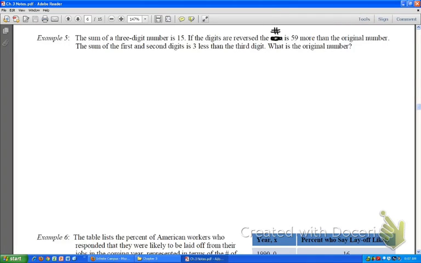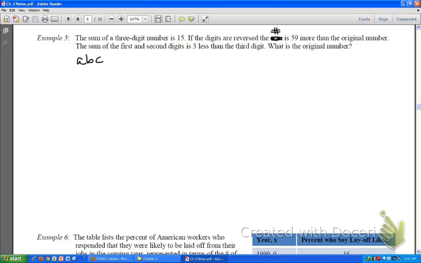Okay, so if we're looking at a 3-digit number, we have to have placeholders for the digits. Let's just say that our 3-digit number happens to be A, B, C. That is not multiplication between them, though. That is saying, like, if A is 1, B is 4, and C is 7, the number is 147.